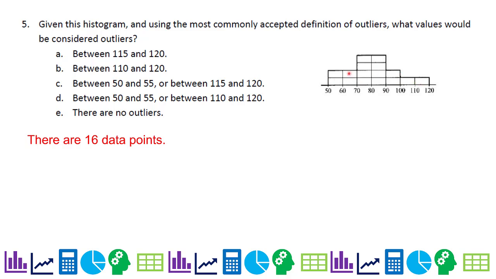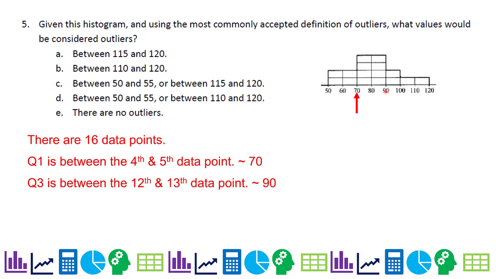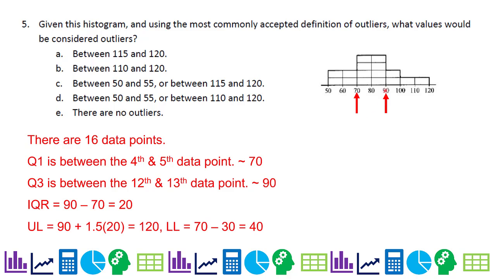And Q1 is going to be a quarter of the way through. So it's going to be between the 4th and 5th data point. So it's probably right here, right around 70. Q3 is going to be 3/4 of the way through, which is actually back here. It's between the 12th and 13th data point. And we're going to say it's about 90. All right. IQR, we're going to guesstimate is about 20. Now it could be a little bit smaller. I'd say the biggest it could be is probably about 20.